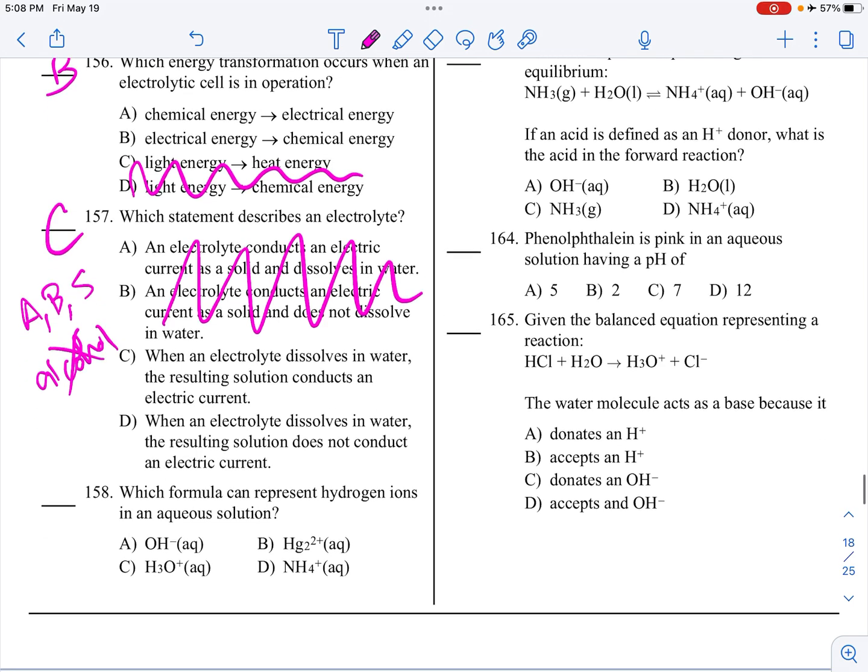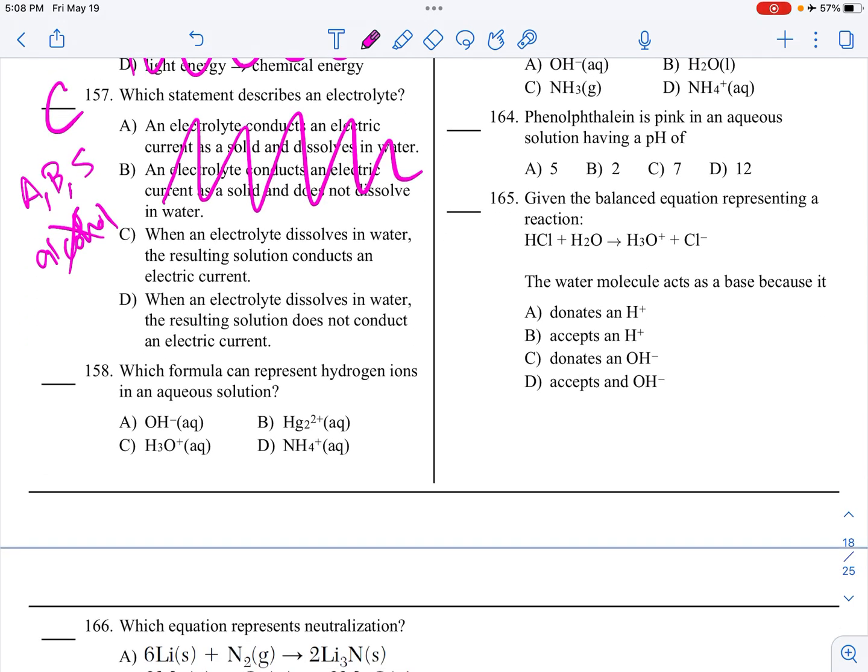Choice C. Which can represent hydrogen ions in aqueous solution? Hydrogen ions, aqueous means water, so that's H3O+. Very good.